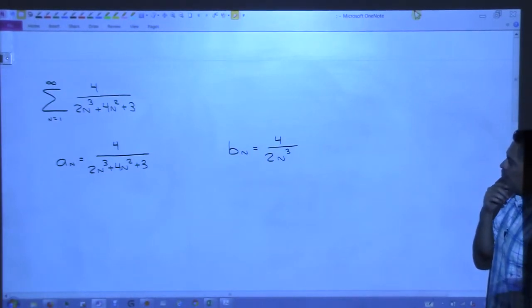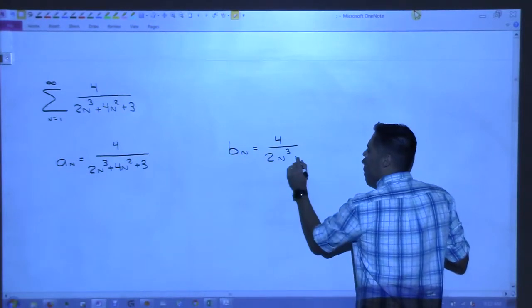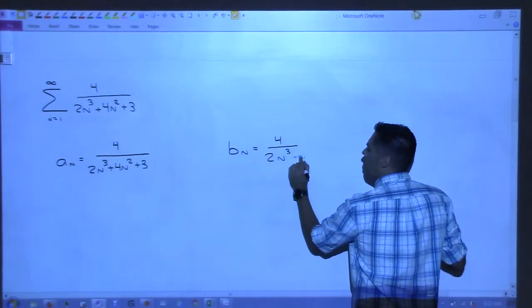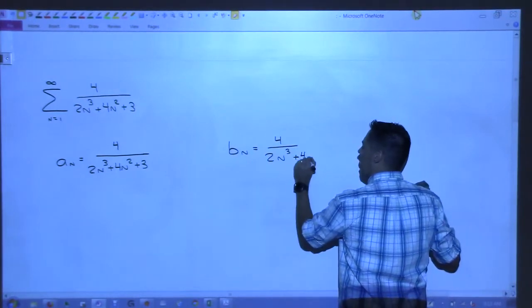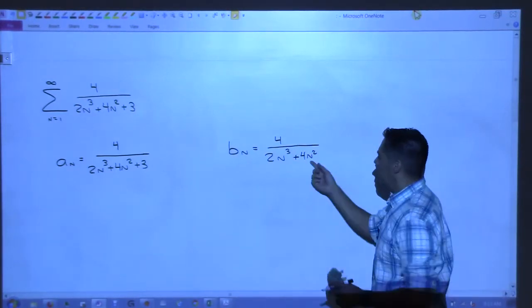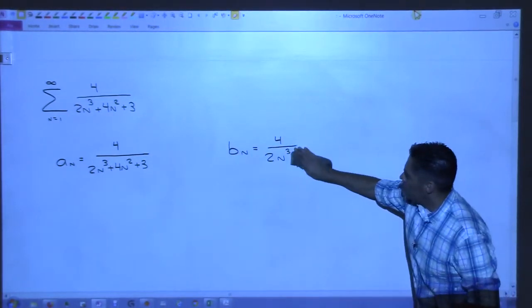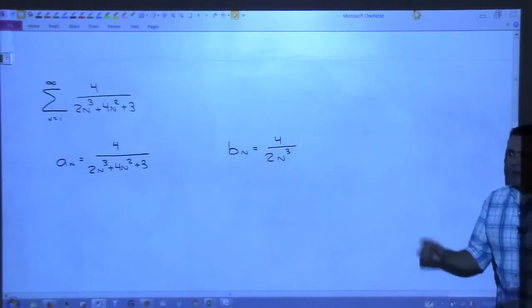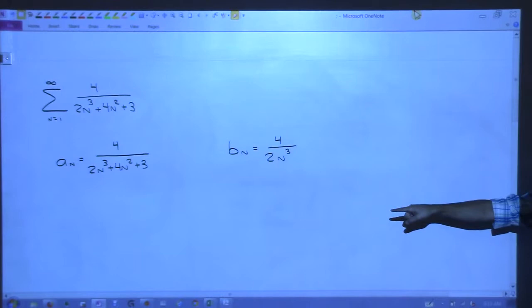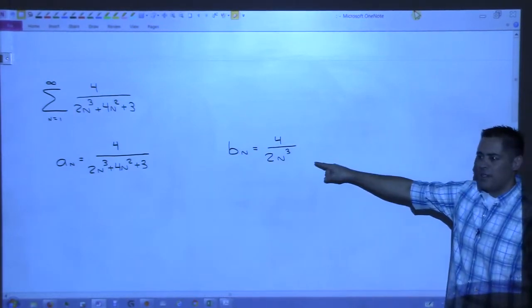Now, why would I pick that? Why would I not have picked the plus 4n squared there? Because that would also be a comparison. That would also work because I'm just taking out the plus 3. Why am I not going to use that instead? It's easier, but remember what I wrote in red there a second ago? You must know what it does. I have to know what this does in a series.